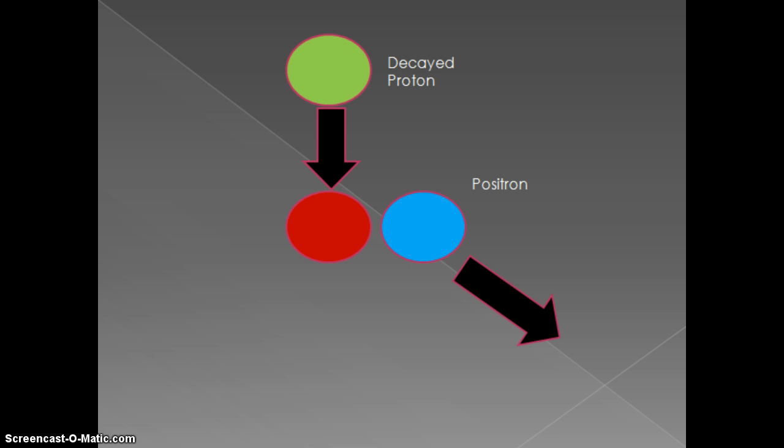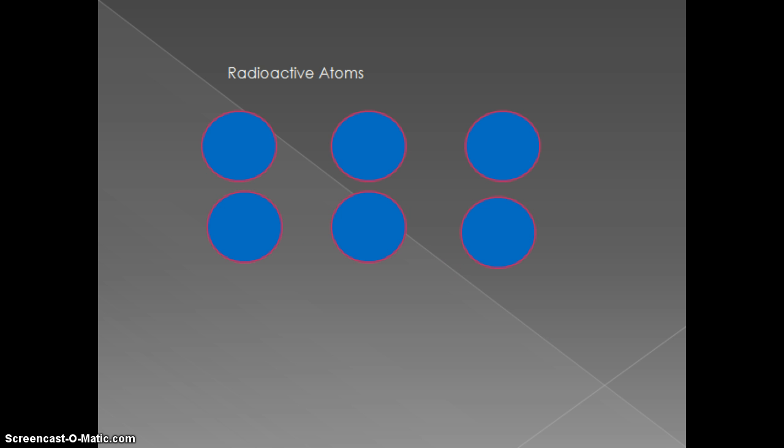Positron emission is when protons decay into neutrons and a positron. The positron leaves and the neutron stays. An atom undergoes this decay, so protons decrease and neutrons increase.